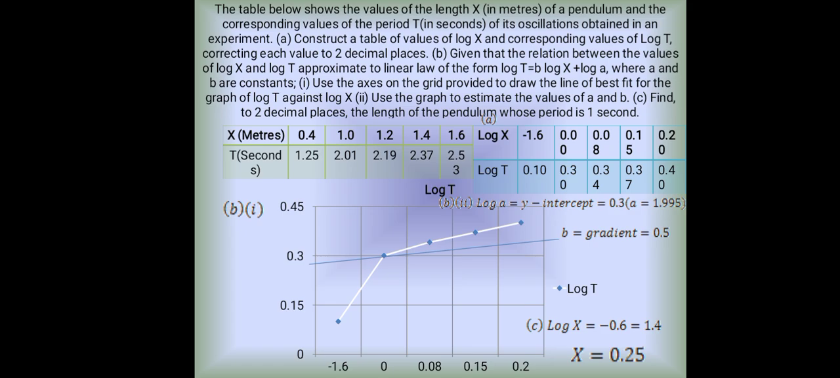B. Given that the relationship between the values of log x and log t approximates to a linear law of the form log t = b log x + log n, where a and b are constants: 1. Use the axes on the grid provided to draw the line of best fit for the graph of log t against log x. 2. Use the graph to estimate the values of a and b. C. Find to two decimal places the length of the pendulum whose period is 1 second.